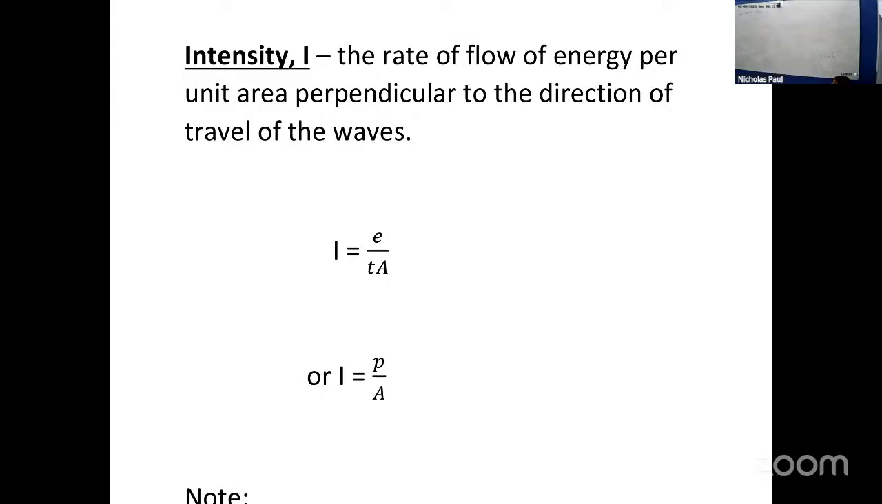Intensity of a wave. The intensity of a wave is the rate of flow of energy per unit area perpendicular to the direction of travel. So intensity is power over area. Anybody remember the unit for intensity? You would have seen it before. The SI unit is watts per meter squared, if you remember doing it in school.